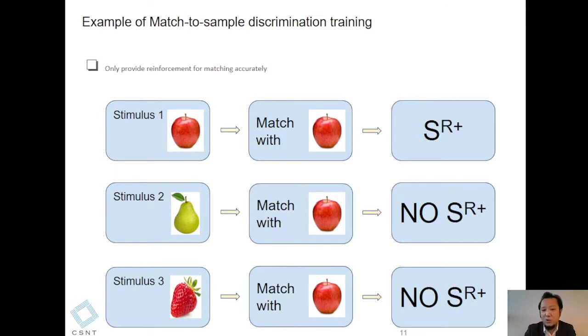And stimulus 2, producing a pear, and they match with the wrong one, therefore there's a lack of reinforcement. And likewise with the last one, stimulus 3, I'm producing a strawberry or a card or an object, at which point they match with the wrong picture or object, and there is a lack of reinforcement at the same time. And so we only provide the reinforcement for matching accurately. And here are some examples of match to sample discrimination training.